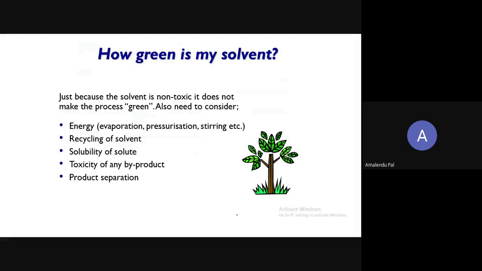How green is my solvent? Just because a solvent is non-toxic does not mean that it is a green solvent. Okay. So energy is also a consideration, recycling of the solvent you have to consider, solubility of the solute also, toxicity of any byproduct, and product separation. So this is very, very important. Even if the solvent is non-toxic, we cannot say it is a green process, but we have to consider these five things.